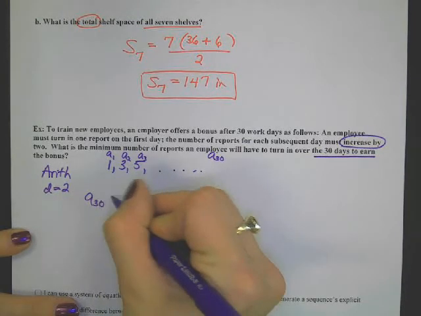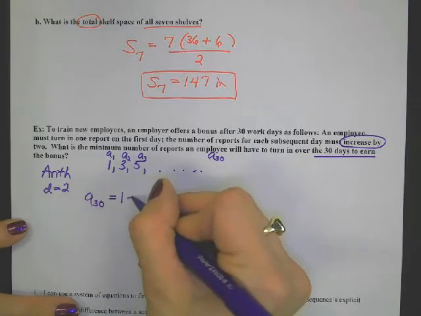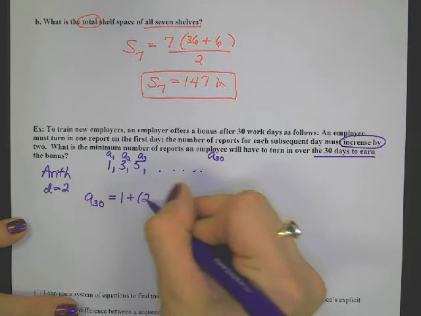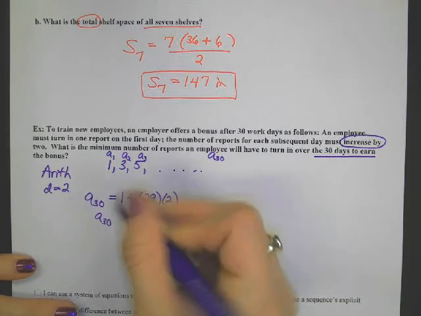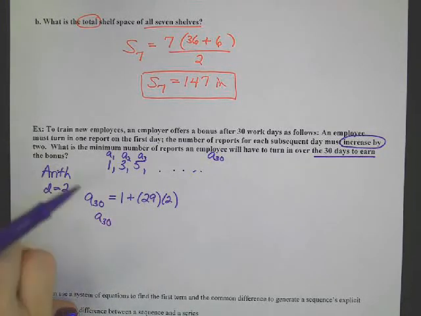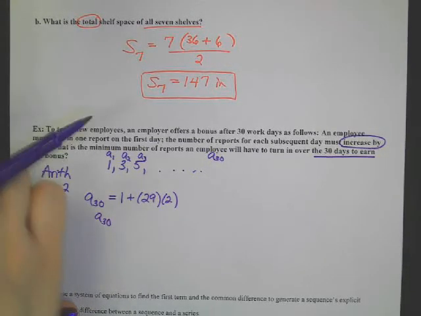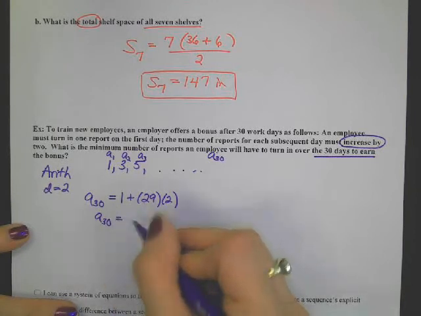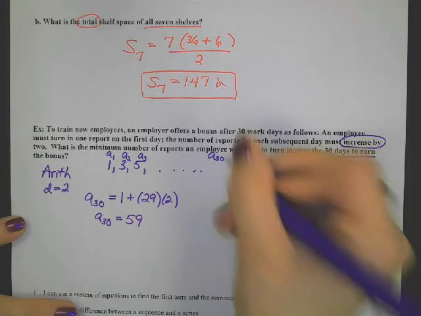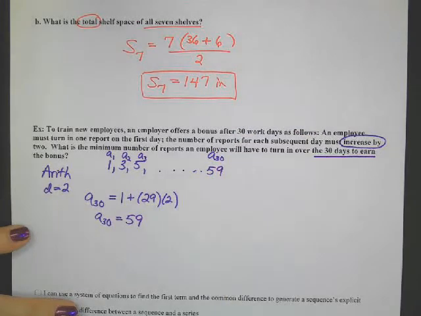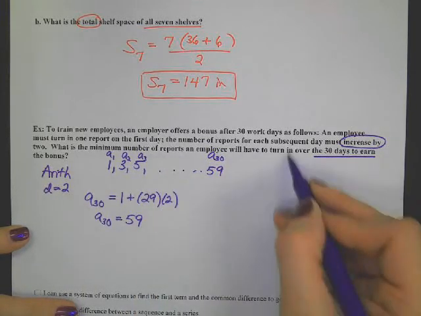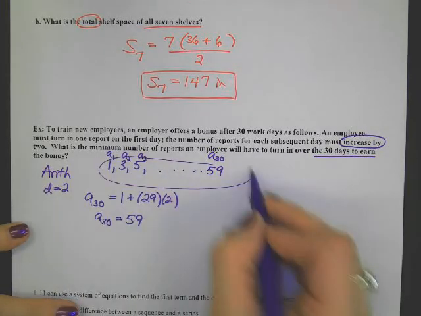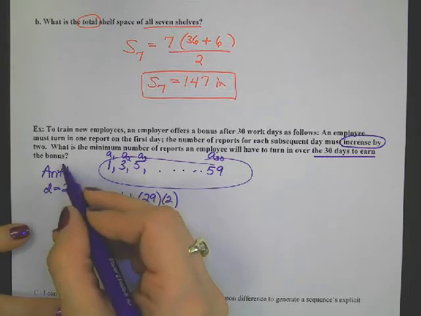A sub 30. Start with the first one, 1. How many D's? We're going to need 29 D's, and D is 2. So on the 30th day, this employee should be able to do how many reports? 59 reports. Wow. Okay, but that was not the question. It said, what's the minimum number of reports that they have to turn in over these 30 days? All of these reports, if they want to get the bonus.